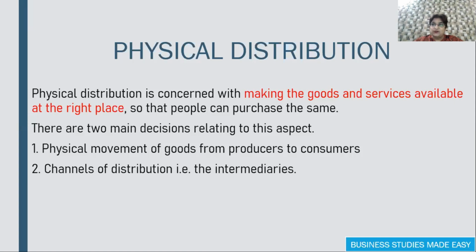Now, physical distribution has got two parts: physical movement of goods from the producers to the consumers. If tea is grown in Assam, then from Assam to where I'm staying. And channels of distribution, which means who are going to be the middlemen, because the more the middlemen, the more will be the profit margin and the more will be the price. Now that brings us to the case study.